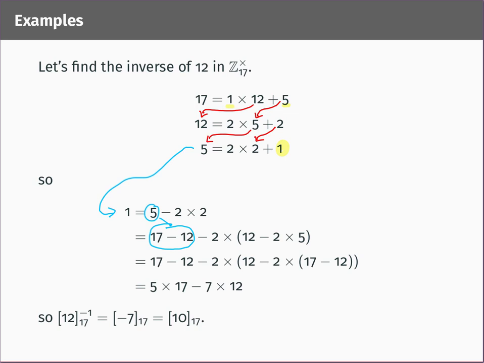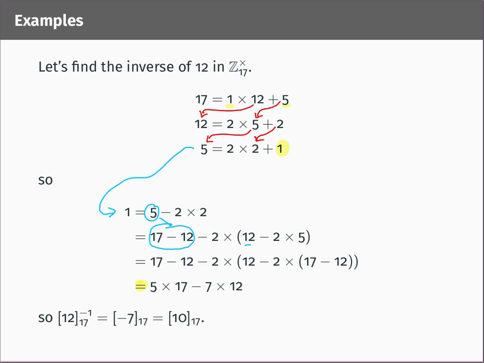And then we can substitute again. I like the 17, I like the 12, the 2's multiplied in for something, I like the 12, I don't like the 2 times 5, but I can substitute 5 for 17 minus 12. And at this point, every term involves a 12 or a 17, so we can just multiply it out. And if you expand that, what you'll get is this last row here. So 5 times 17 minus 7 times 12.